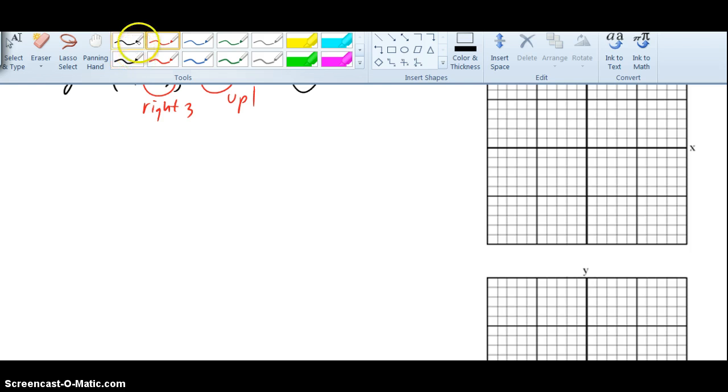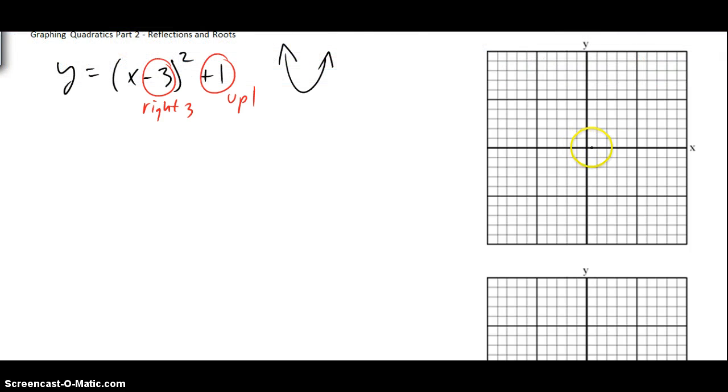So we're going to go ahead and move right 3, up 1, and from there we draw our basic parabola, y equals x squared. Okay? Now, if we had the same thing, except that it was, say, y equals, well, let me do a new color. Let's go blue. Okay.